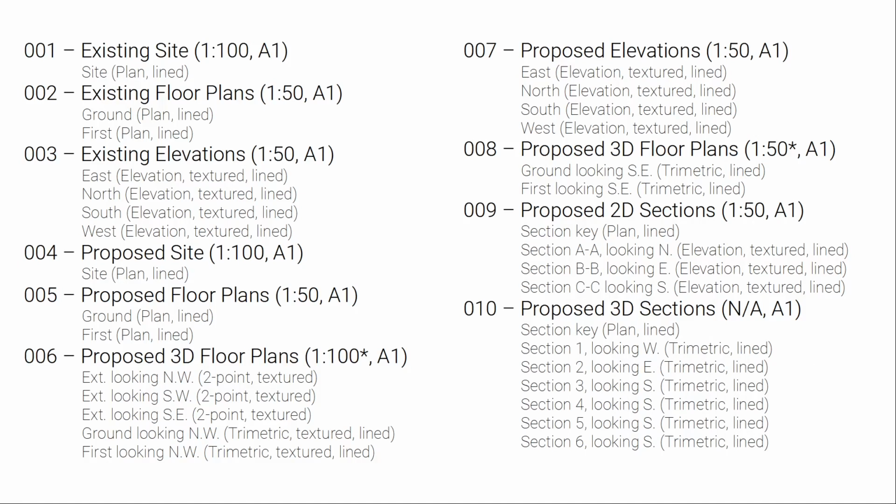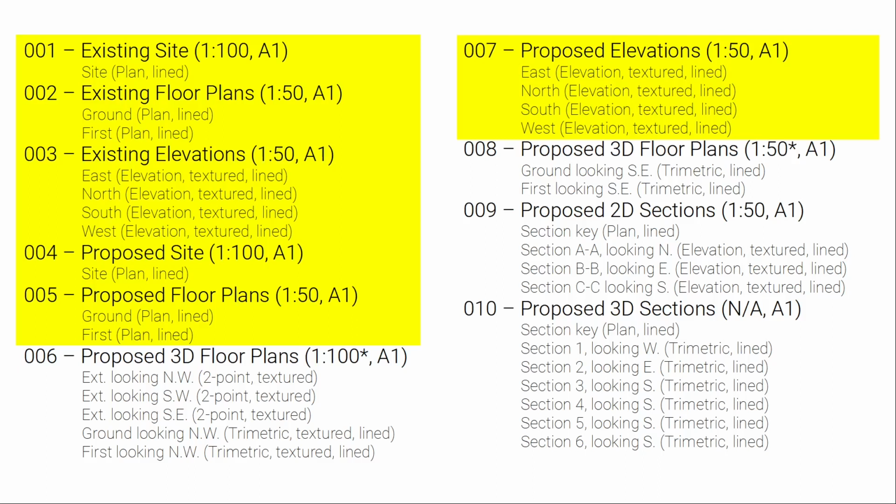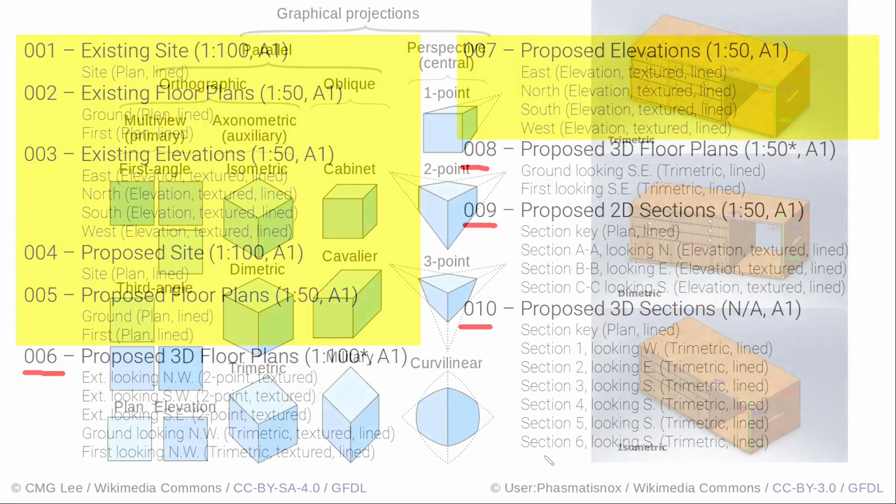For planning purposes in the UK, you will need a minimum of 6 documents, usually. So this will be the existing site, floor plans and elevations, and the proposed site, floor plans and elevations. Now, if you are going to go a bit further, you might add 2D sections. And if you want to go the extra mile, then you would add various types of 3D views and sections.